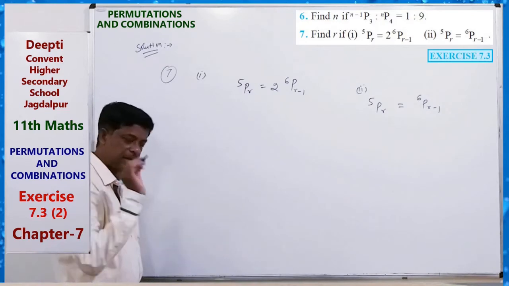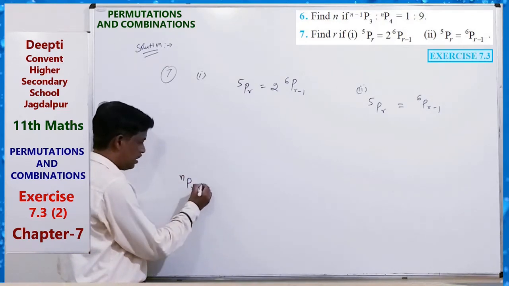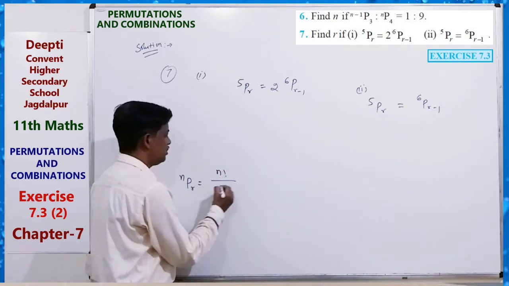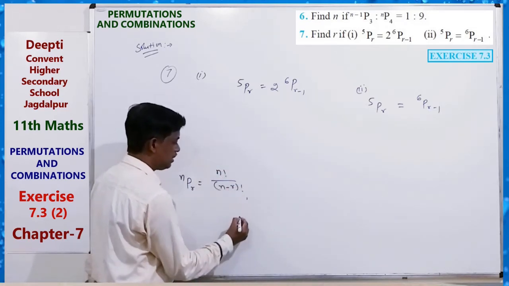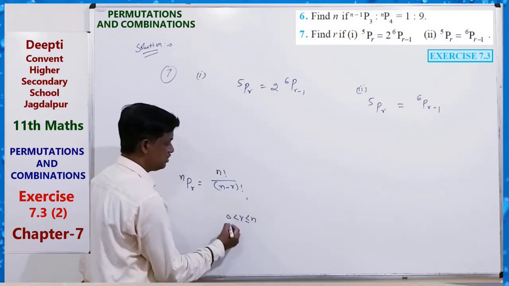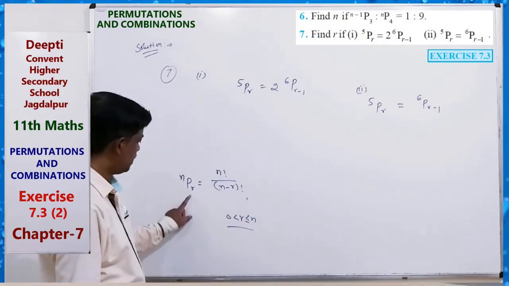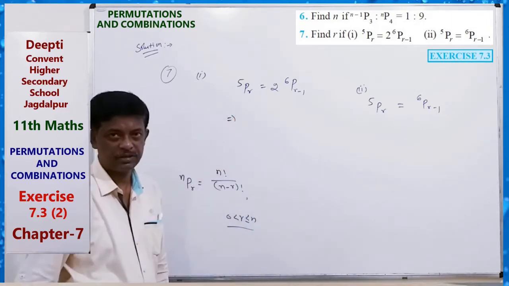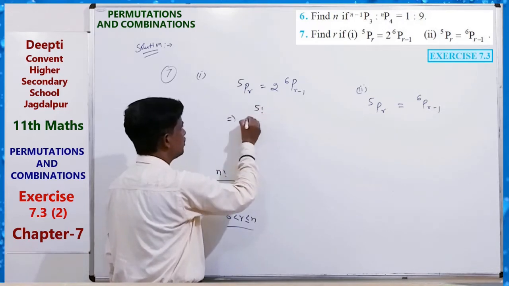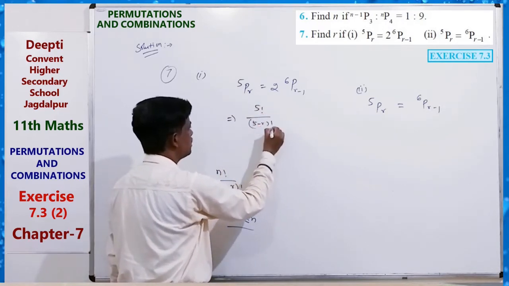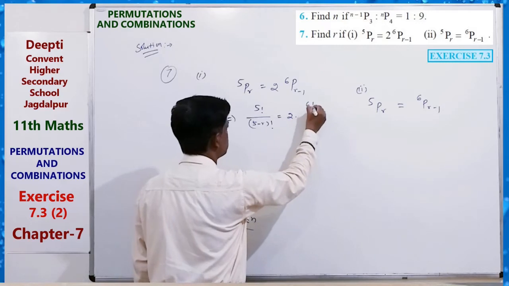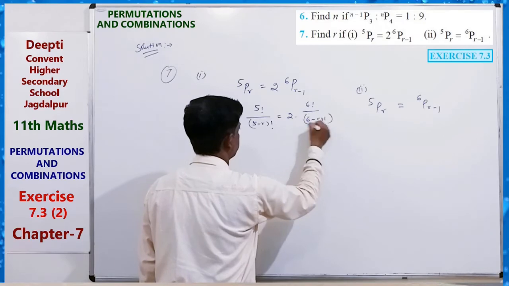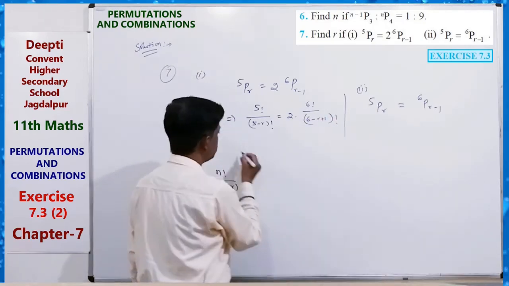Here we know that nPr equals, formula what? N factorial upon n minus r factorial. Here r is less than or equal to n, and n is greater than 0. So by solving this, 5 factorial upon 5 minus r factorial is there, 2 into 6 factorial upon 6 minus r plus 1 factorial is there. Now you can solve it.